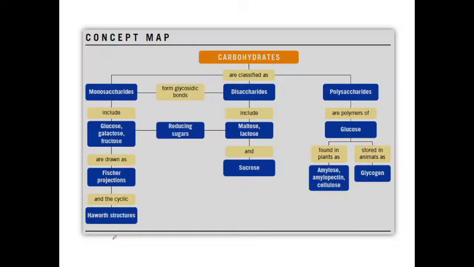So in summary, this is the concept map of carbohydrates. They are divided into monosaccharides, disaccharides, and polysaccharides. The monosaccharides and disaccharides form glycosidic bonds to form a long chain. The monosaccharides include glucose, galactose, and fructose. These are reducing sugars, and the disaccharides are maltose, lactose, and sucrose. Whereas the polysaccharides include glucose as a monomer, and they are found in plants as amylose, amylopectin, and cellulose, and in animals it is stored as glycogen. So that's a very nice summary of what we have studied so far.